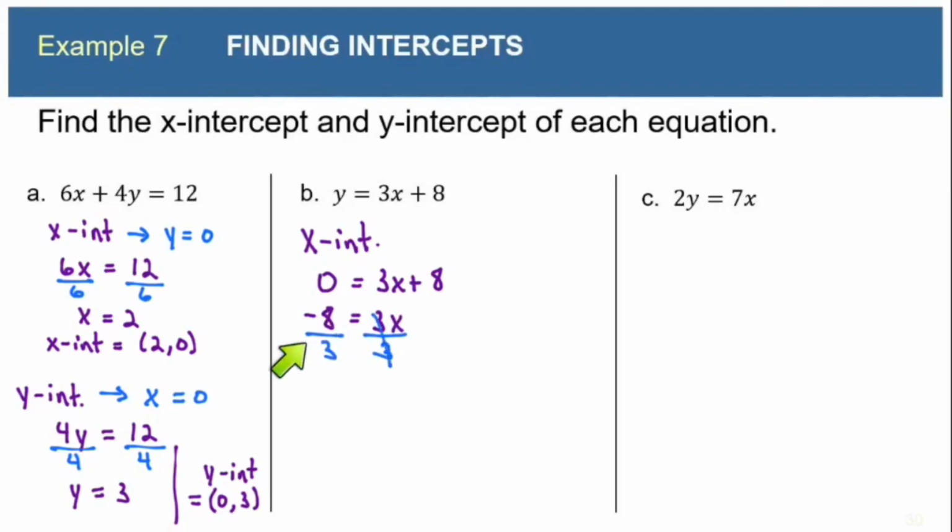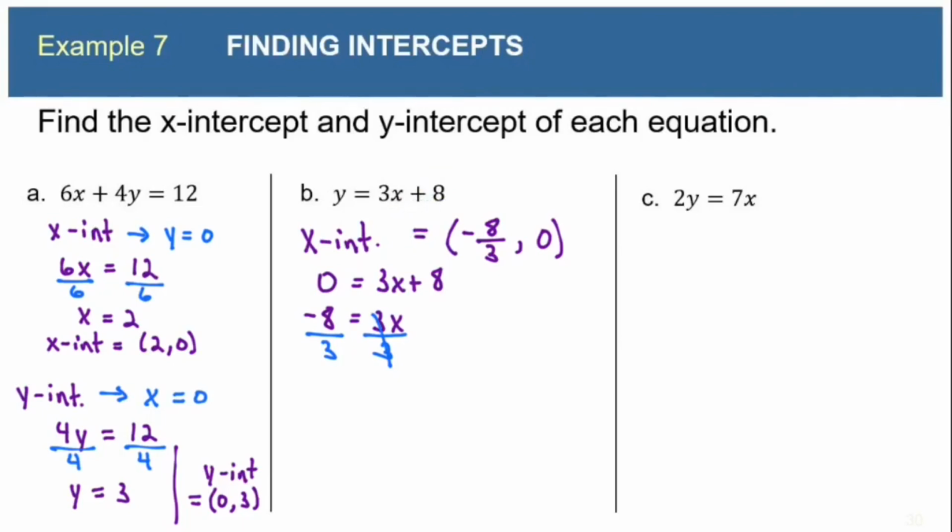And we can see that x equals -8/3. So if y was 0 and x is -8/3, then our x-intercept is at (-8/3, 0). Don't let it bother you if one of your values is a fraction. That does happen sometimes.